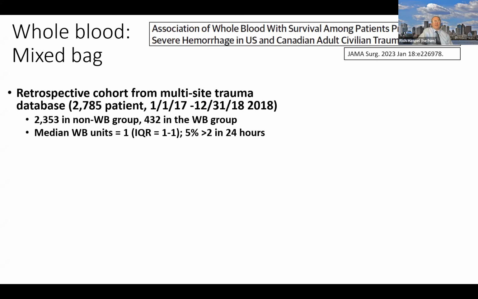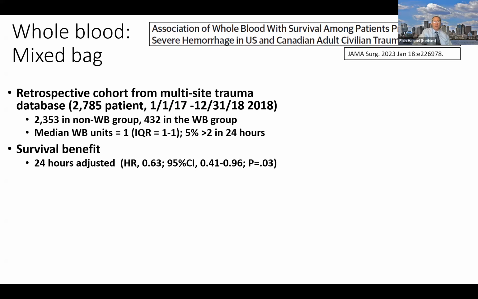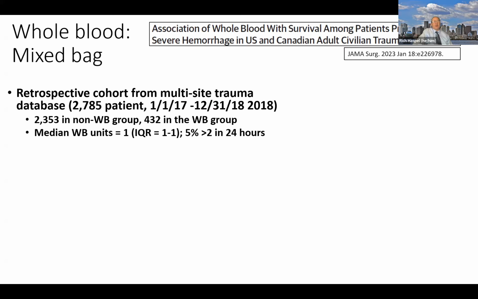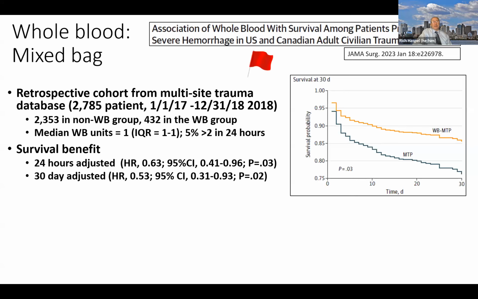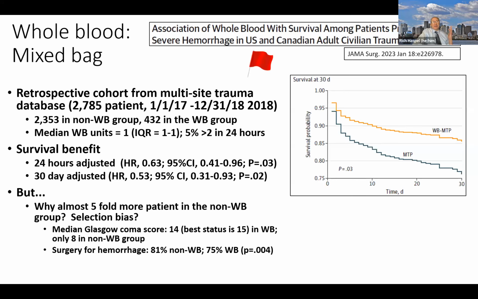And just with whole blood, it's really quite a mixed bag. I probably don't have time to go through it, so I'll just go through this quickly. So this was a study of 2,000 non-whole blood and 400 in the whole blood group. It was a cohort. And they said there was a survival benefit. The problem is, basically, why were there 5-fold more patients in the non-whole blood group than the whole blood group?